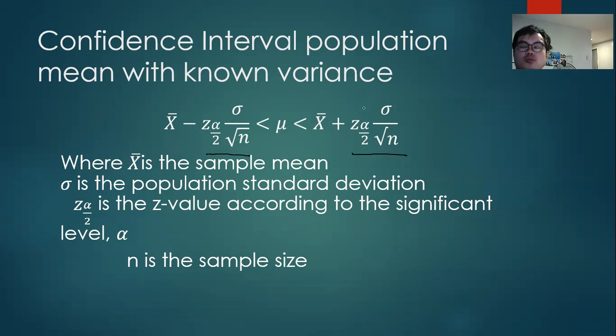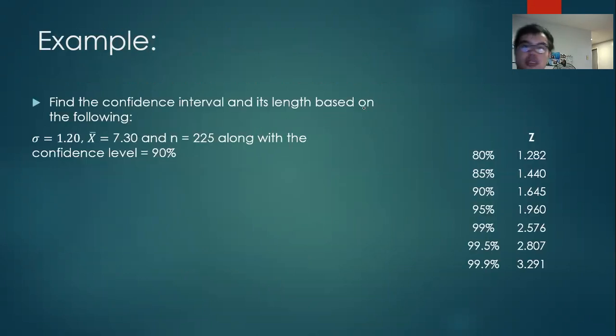Now we are going to compute involving this confidence interval. We're going to find the confidence interval and its length based on the following. We have the given standard deviation, the given sample mean, and the given sample size. Here is our confidence level. First, we're going to find the confidence interval. To get it, we need to compute first the margin of error.